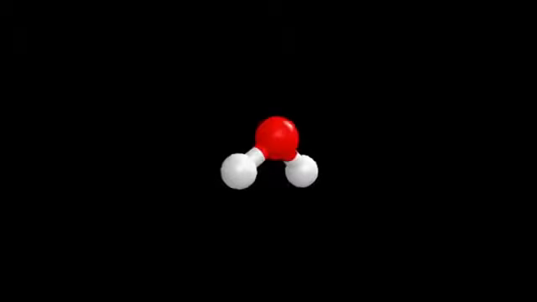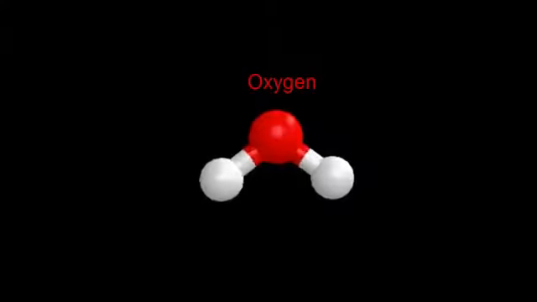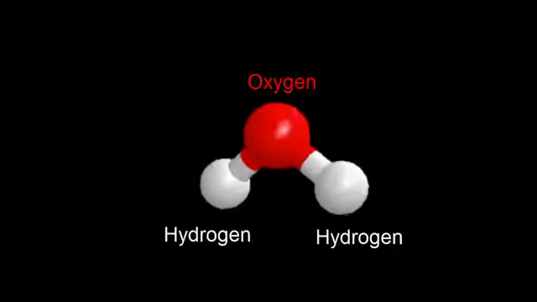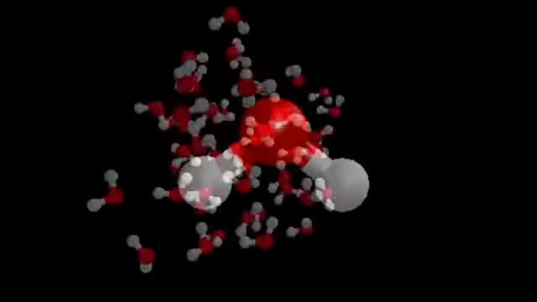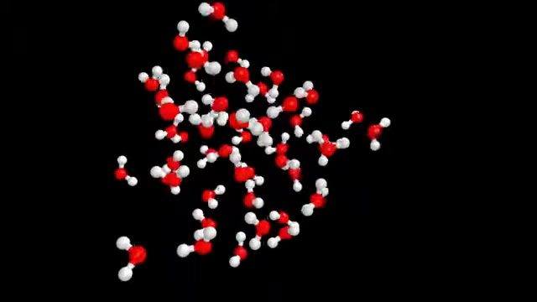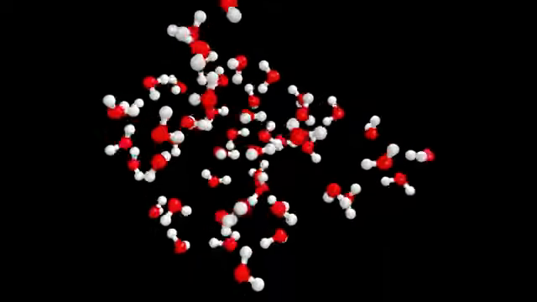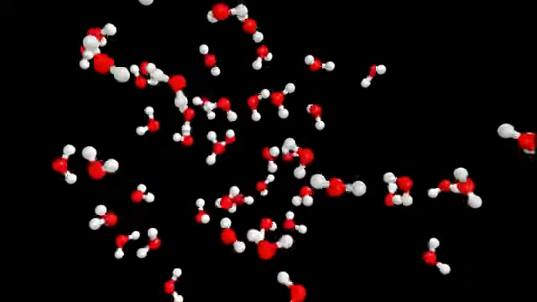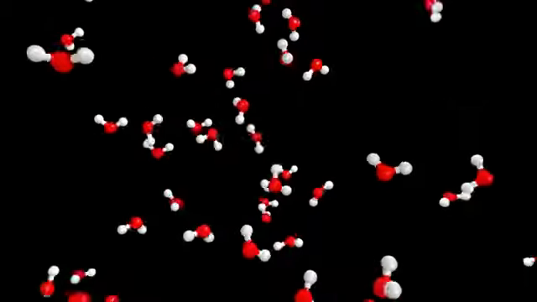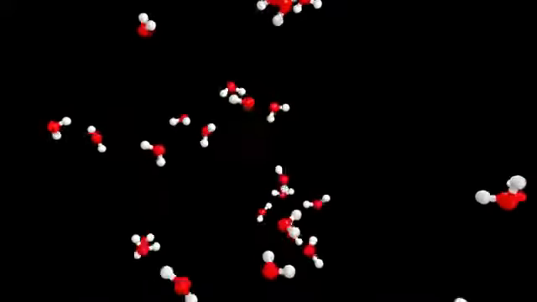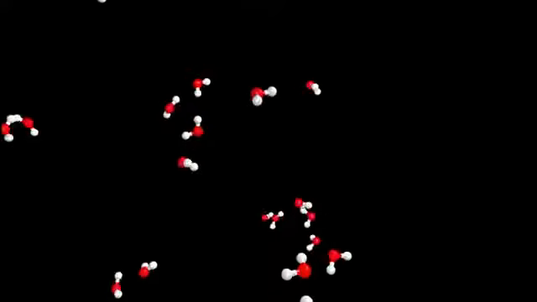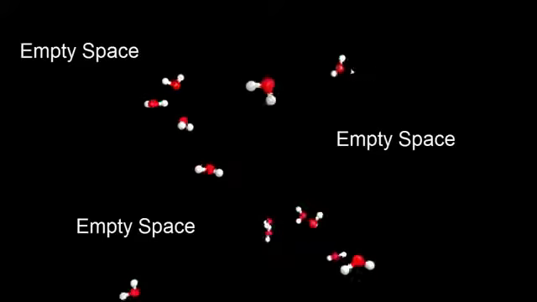So we'll start with the water molecule. The red is oxygen, and the two white atoms are hydrogen. That's H2O. Water molecules are always moving. When we add heat, they move faster. And if we add enough heat, they'll spread out and they'll form a gas. We call that gas water vapor. Note that there's nothing between the atoms here. The black is empty space.